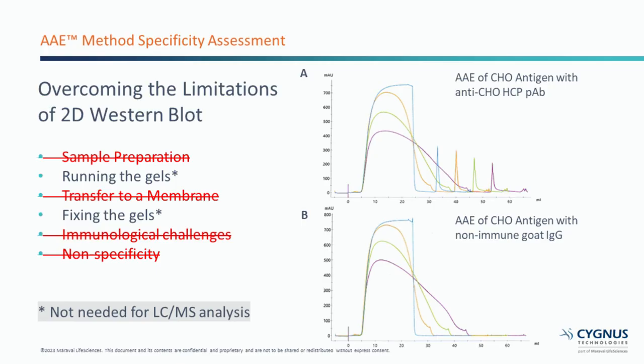In contrast, AAE is run under native conditions, similar to how the antibody immobilized in an ELISA plate well reacts with HCPs in the samples or standards. AAE 2D PAGE, of course, is an improvement over 2D Western blot, but gel artifacts from gel running and fixation are still limitations, because you have to fix the gel, then you have to make sure that you rehydrate the gels and you compare the images.